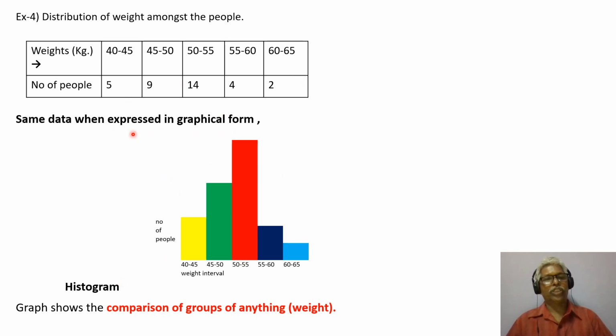Such type of representation is called a histogram, where the number of people is on this axis and the age group is on the x-axis, like this. 40 to 45 is 5, 45 to 50 is 9. This height represents 5, 9, 14, like that. 50 to 55 is 14. Now 55 to 60 is 4, and 60 to 65 is 2. So this is when a histogram is used.